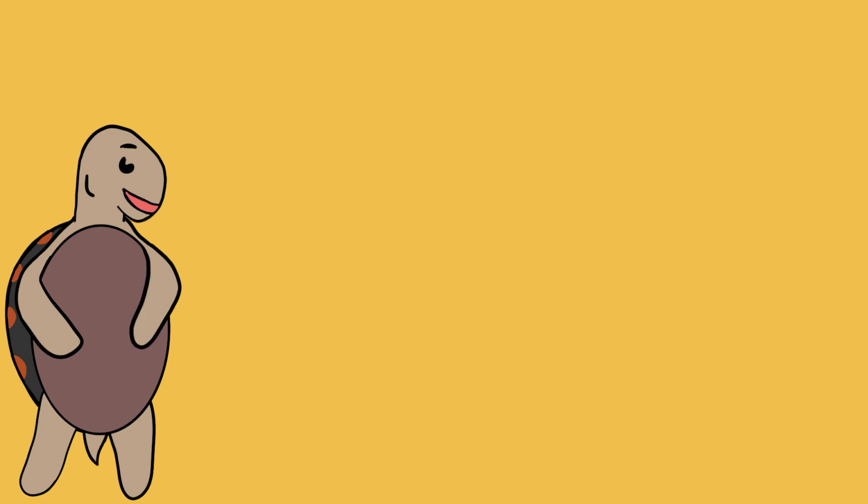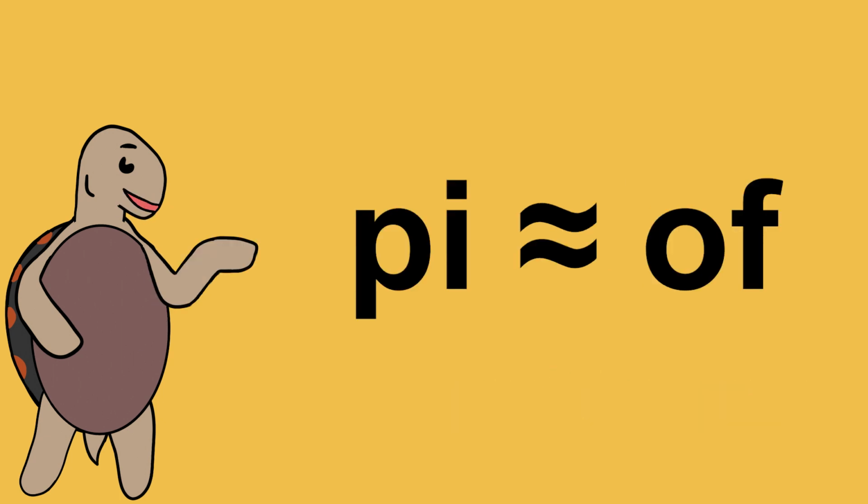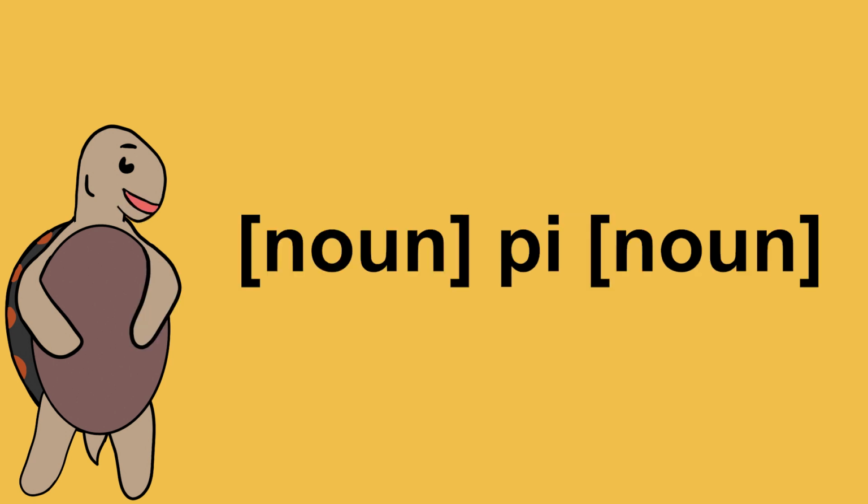Hey cool! Today we learn about a really powerful word, pi. Pi initiates what is called a genitive case. In English, pi can be thought of as the word "of". The word following pi is a noun, which is related to the noun before the pi.